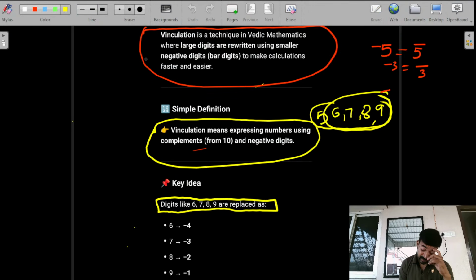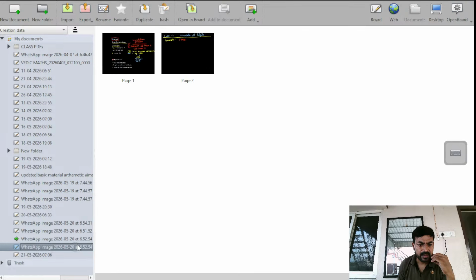Now vinculation. Once again, listen carefully. Vinculation is a technique in Vedic maths where we can convert large digits or higher digits into lower or smaller digits to simplify our calculations. Just to simplify our calculations, we use this vinculation method. Generally we convert 6, 7, 8, 9. For example, I have given one example here. Let me check where that slide is. Yes.